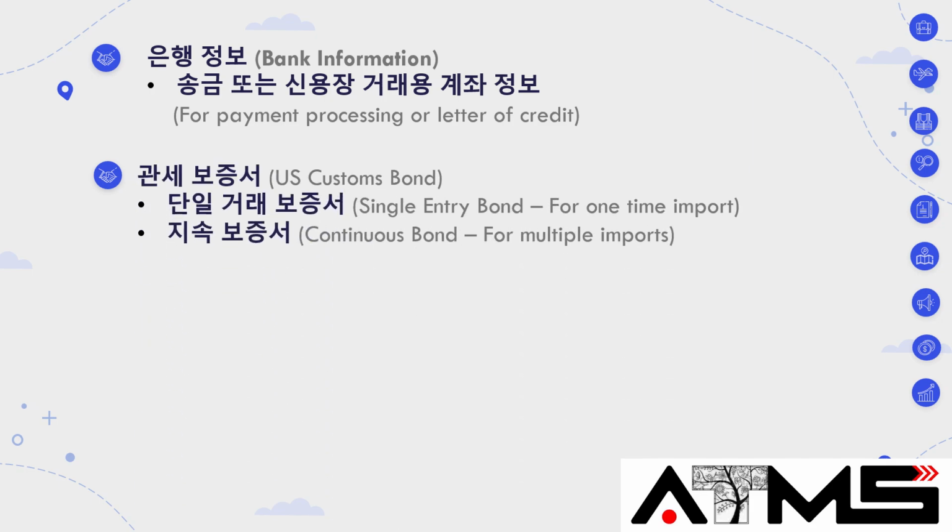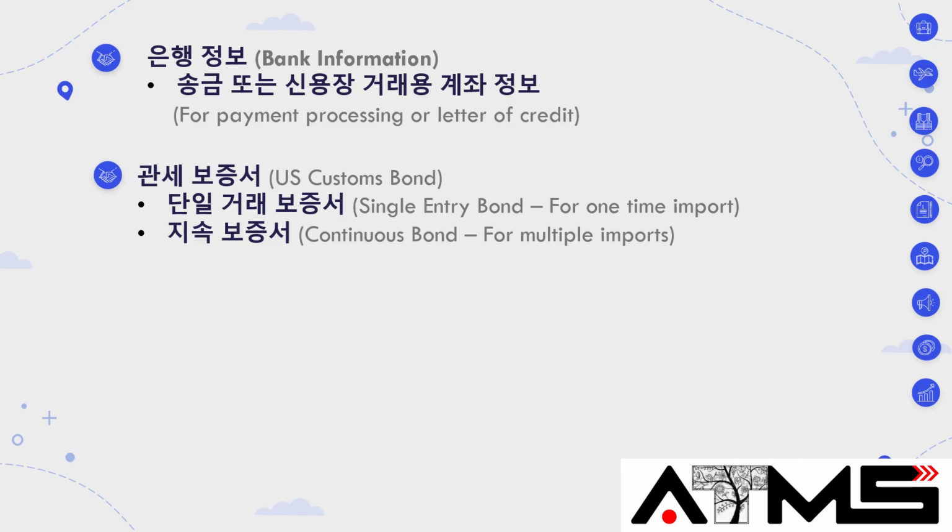Tenth, customs bond. This is a mandatory document. It acts as a financial guarantee to U.S. Customs that duty and fees will be paid. No import clearance can occur without a customs bond.